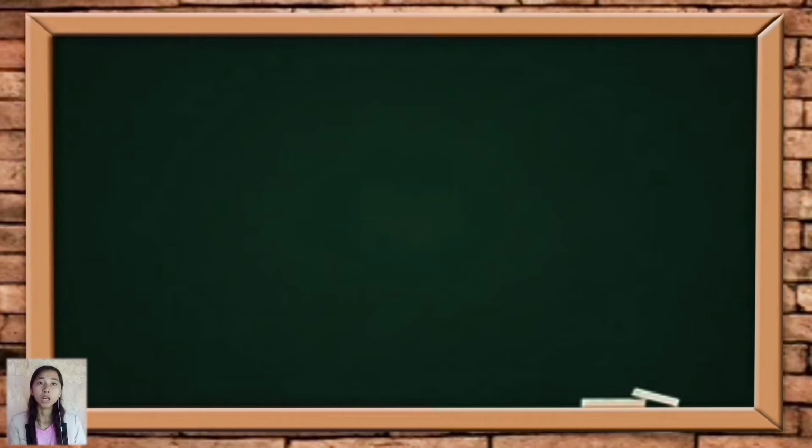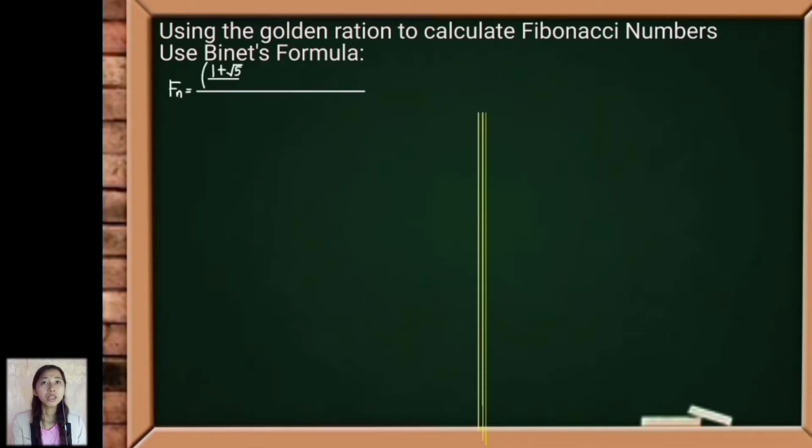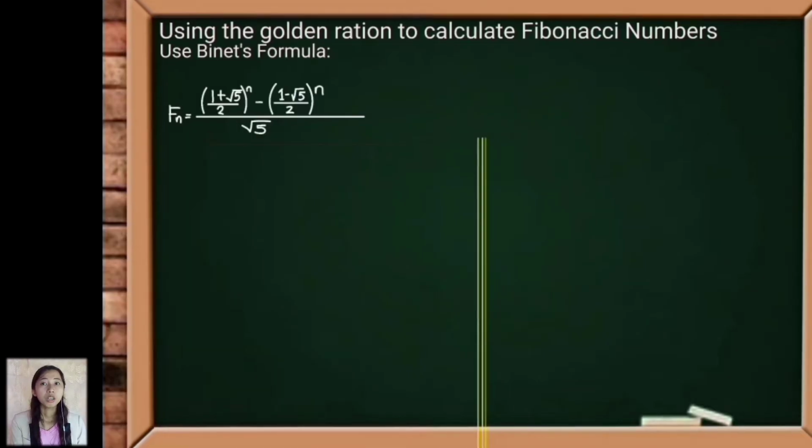We're going to learn how to calculate Fibonacci numbers using the golden ratio. We use Binet's formula. So what is Binet's formula? Binet's formula is Fn equals open parenthesis 1 plus radical 5 over 2, close parenthesis to the nth power, minus open parenthesis 1 minus radical 5 over 2 to the nth power, all over radical 5. So this is Binet's formula.